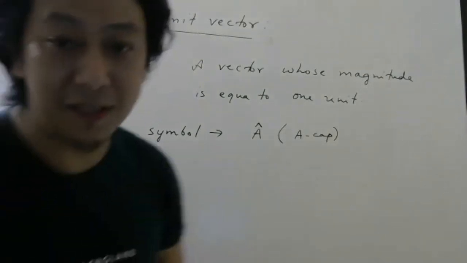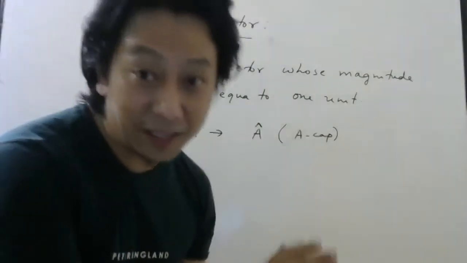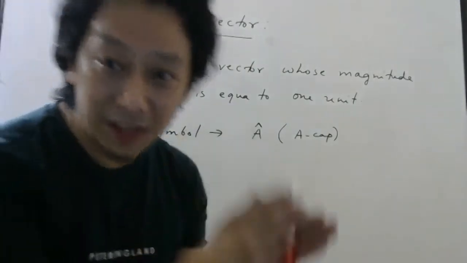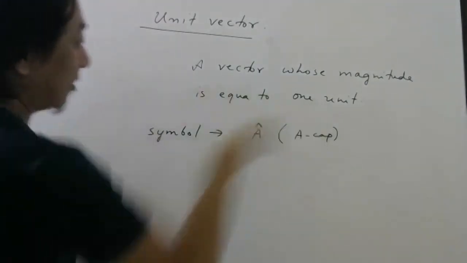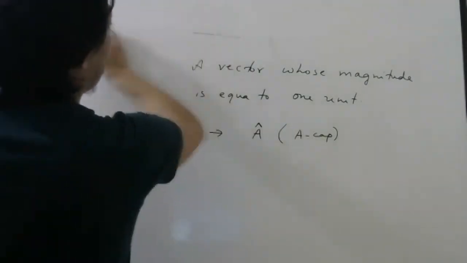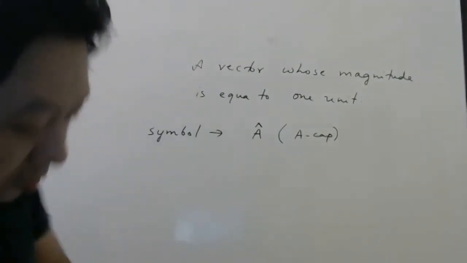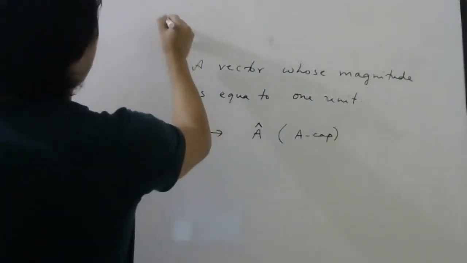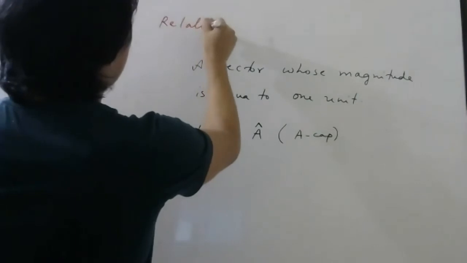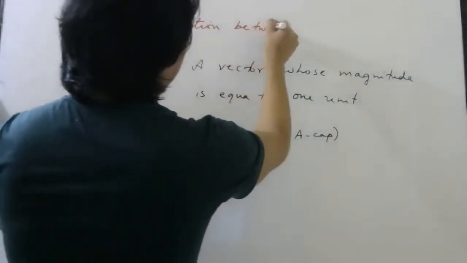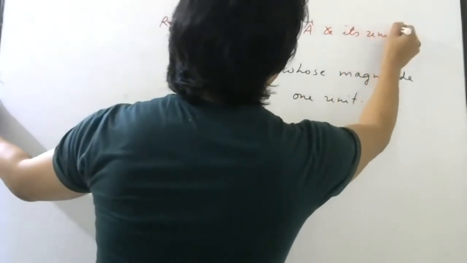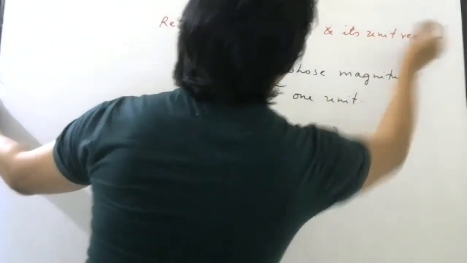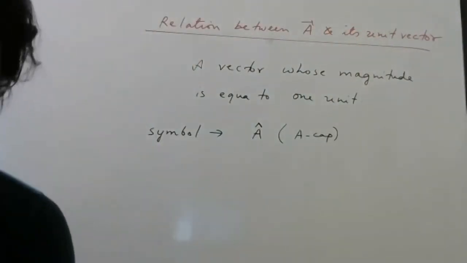Now I'm going to show you a relation between a vector and a unit vector in the same direction. So write this down quickly. And this is very, very important. For the remaining chapter, this is very important. Relation between a vector and its unit vector.